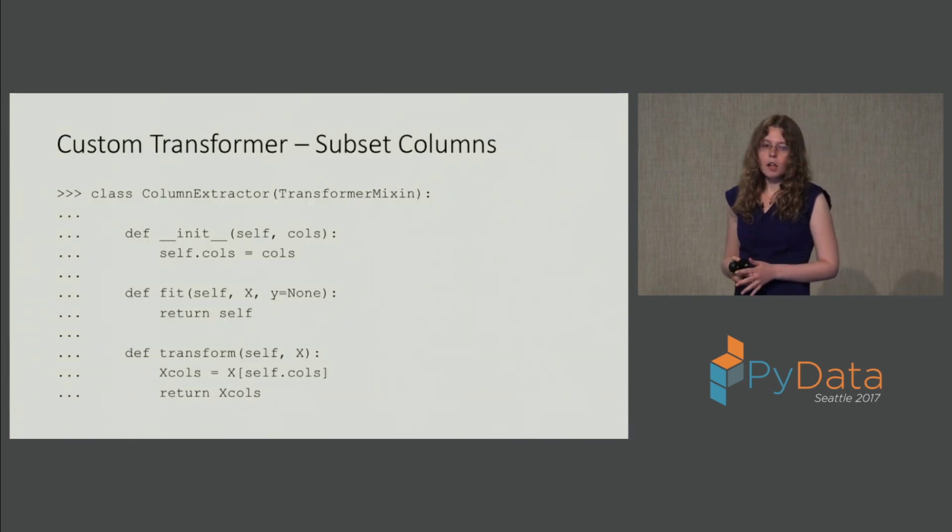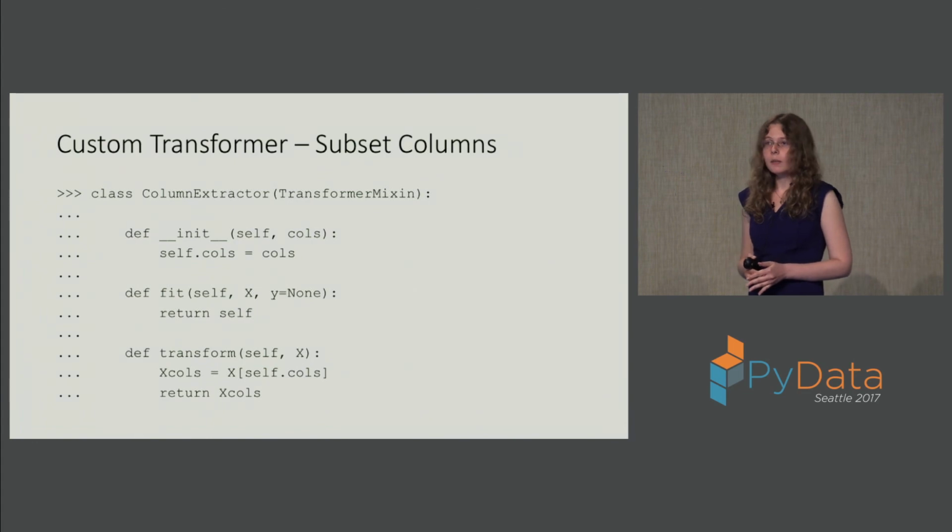All right, so here's the column extractor. All this does is pull out the columns we want to work with, and this is very useful for future portions of pipelines. The fit method doesn't do anything. In the initializer, we just give it the list of columns we want, and the transform takes the pandas data frame and slices to those columns.